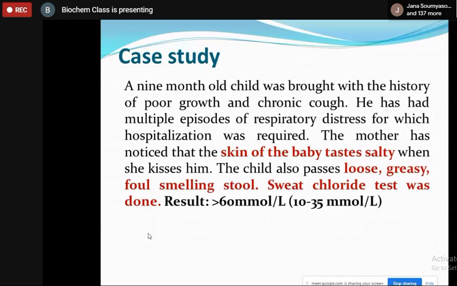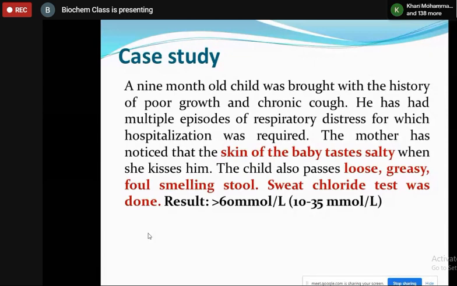Please go through this case study. A 9-month-old child was brought with a history of poor growth and chronic cough. He has had multiple episodes of respiratory distress for which hospitalization was required. The mother has noticed that the skin of the baby tastes salty when she kisses him. The child also passes loose, greasy, foul-smelling stool. A sweat chloride test was done, which showed that the sodium content was more than 60 millimole per liter, which is more than normal. So, what is this child suffering from? Anyone?